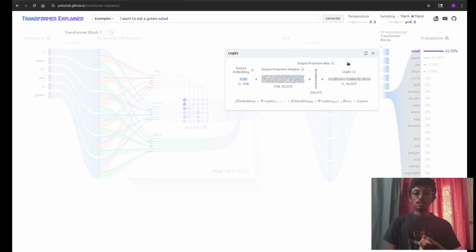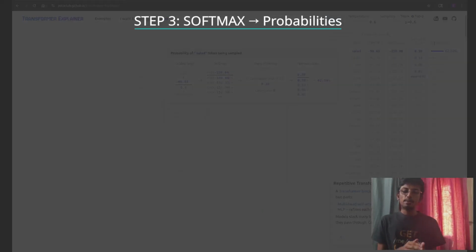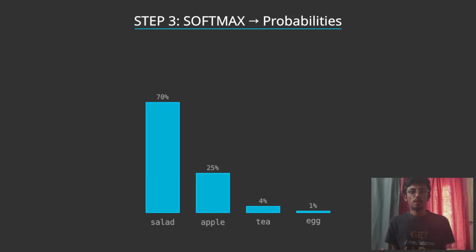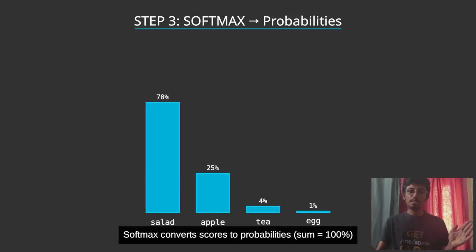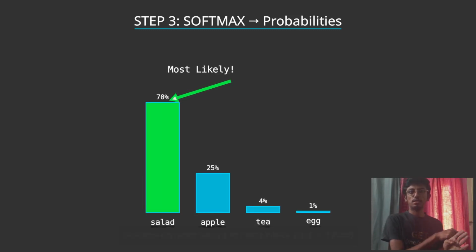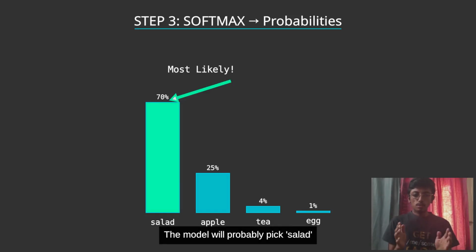But raw scores are hard to work with. We need probabilities, because that's when we can pick one. Percentages that add up to exactly 100, that's what probability means. There can only be a maximum of 1 as a probability, it has to add up to 1. To get that, we process these scores through a mathematical function called Softmax that converts these logits to probabilities.